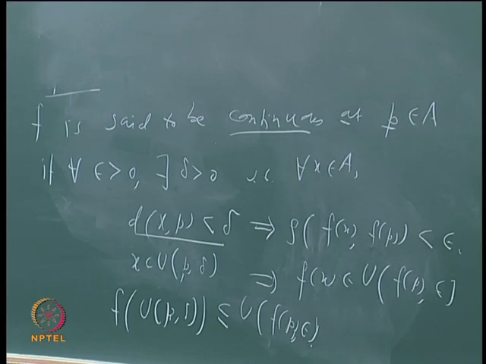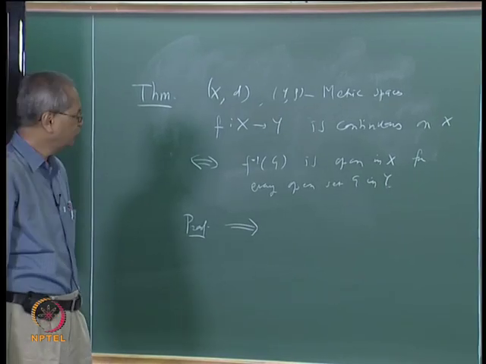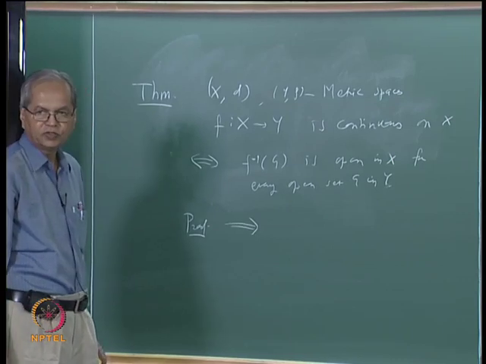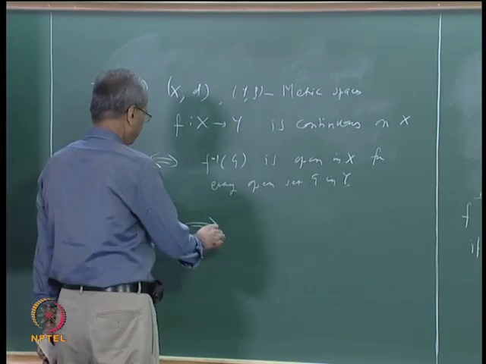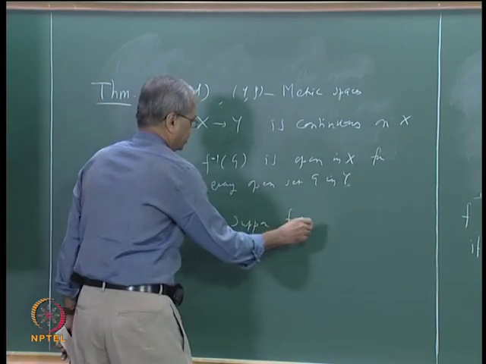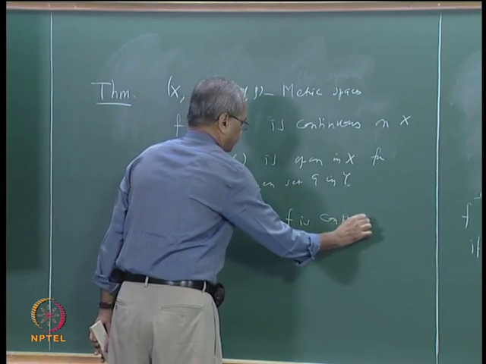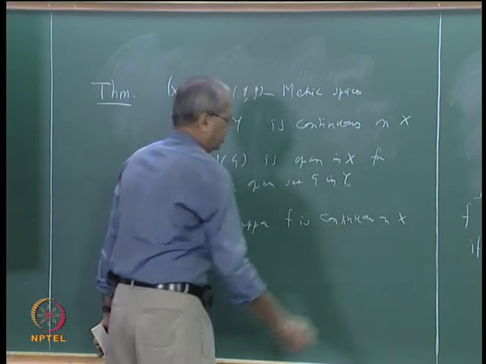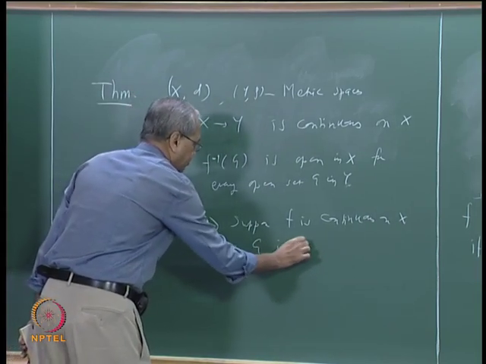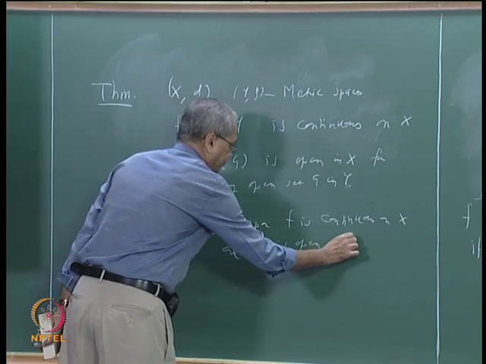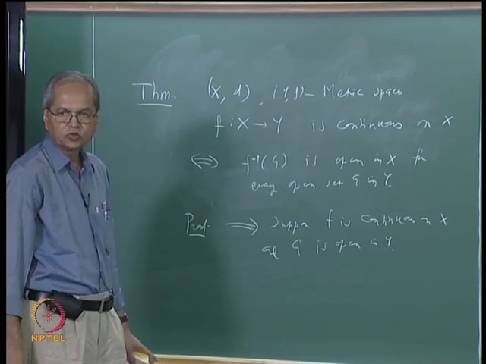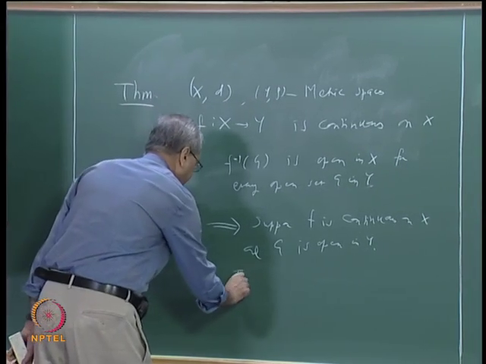In order to prove this, let us first use this way. Suppose f is continuous. Then we want to say that if G is open in Y, f inverse G must be open in X. So suppose f is continuous on X and G is open in Y. We want to prove that f inverse G is open in X.